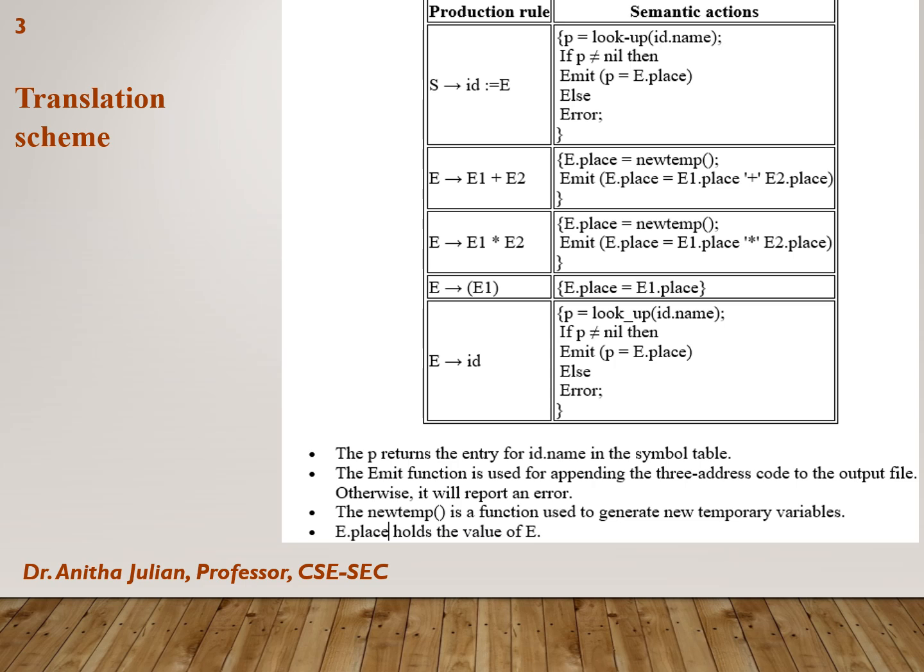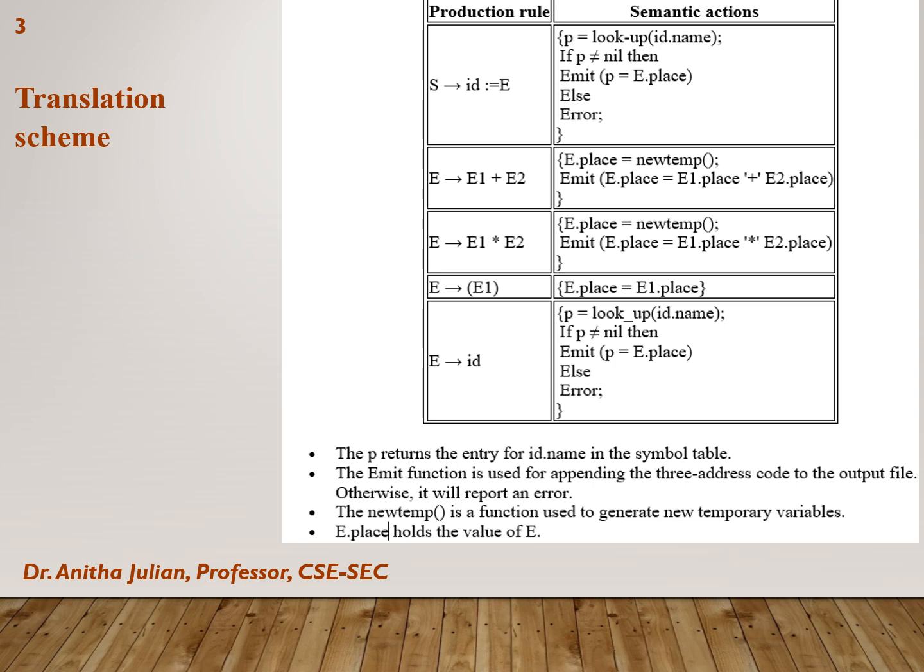Then next, when I come to E arrow open bracket close bracket of E1, it is just an assignment statement. So whatever is in E1 dot place is being assigned to E dot place. It is very simple. When I come to the star and plus operator, both are arithmetic operations. So when I'm doing the multiplication or doing the addition, these are two different variables and we are assigning it to the third variable. So that is why we are creating a new variable. So E dot place is equal to new temp.